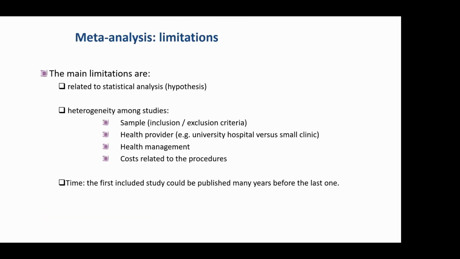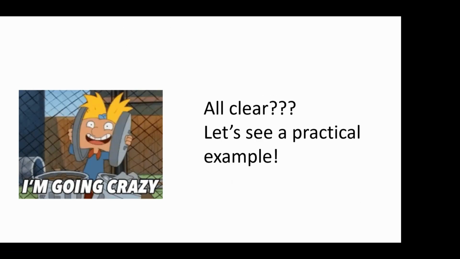It's quite likely that you will find heterogeneity among studies because of different reasons, and time. This is also true in systematic reviews: depending on your time frame, you may be including studies from 20 years ago. You have to understand what makes sense to include or exclude at some point.